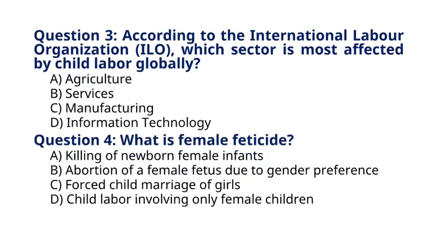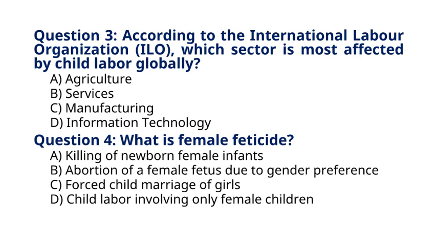Question 3. According to the International Labour Organization, ILO, which sector is most affected by child labor globally? A. Agriculture. B. Services. C. Manufacturing. D. Information technology. The correct answer to question 3 is option A. Agriculture.